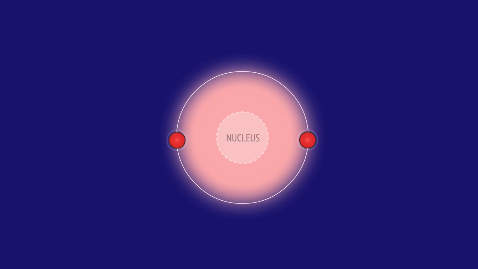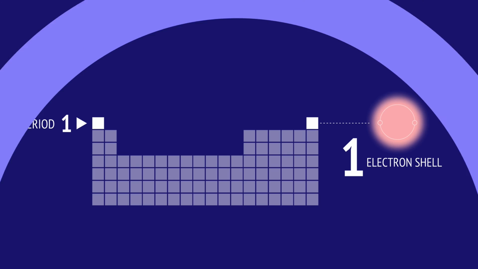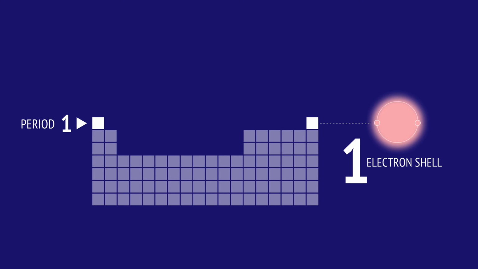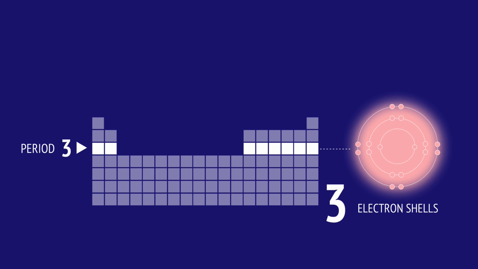Each of these shells are getting filled in different periods in the periodic table. Elements in period 1 are filling the first electron shell. Elements in period 2 are filling the second electron shell. And elements in period 3 are filling the third electron shell. We can see these energy shells filling as we move along the elements in the periodic table.